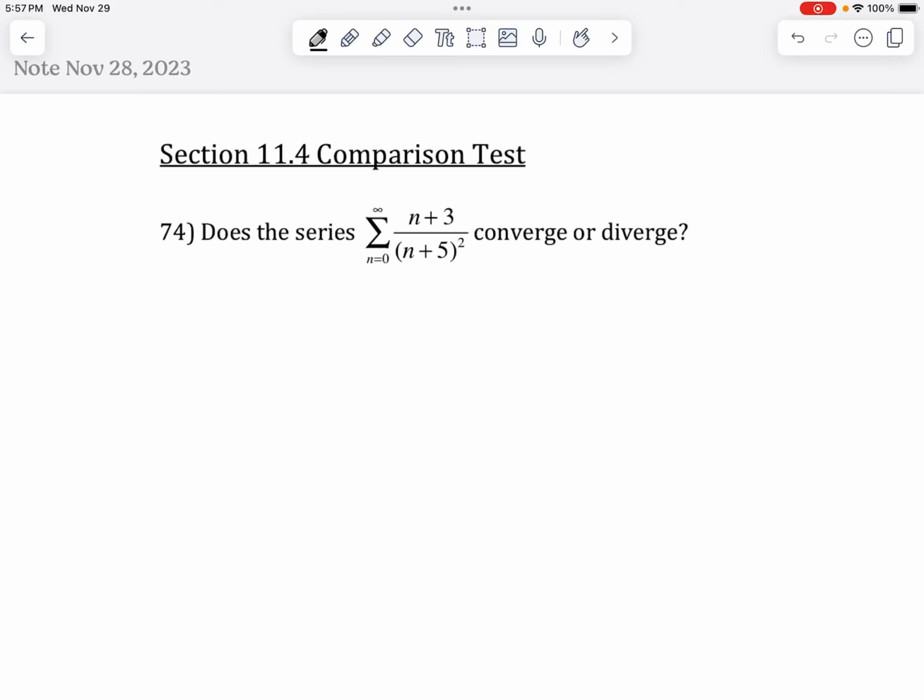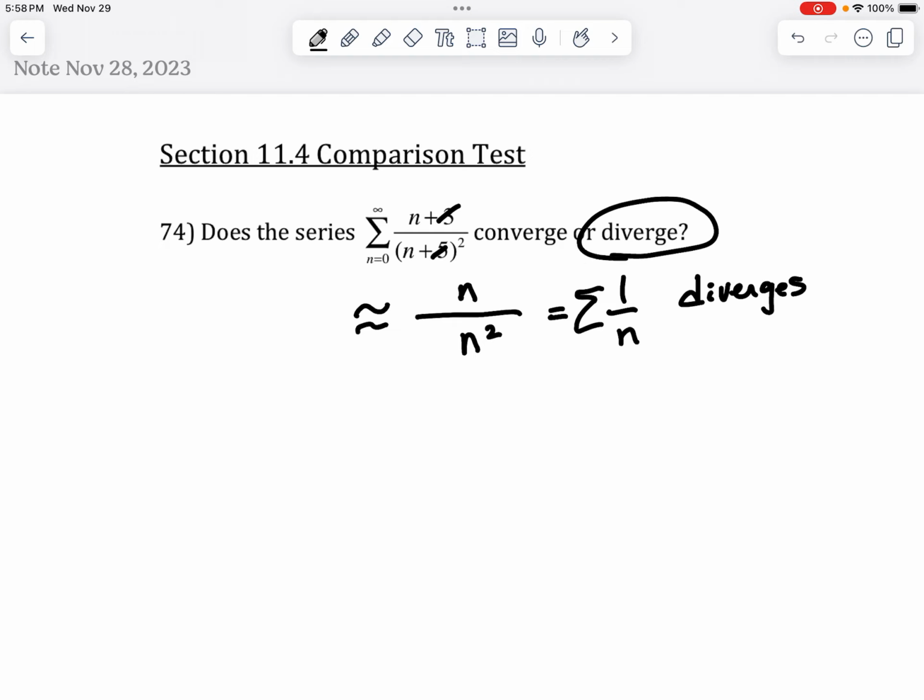Hello again. So here we're going to use a comparison test to see if the series converges or diverges. The first thing that I would do is estimate this and say, well, the 3 is not that important, the 5 is not that important, so it's basically like n over n squared. And then that would be 1 over n, and the series 1 over n diverges. So I'm thinking I'm going for diverge, and I'm going to compare with 1 over n.